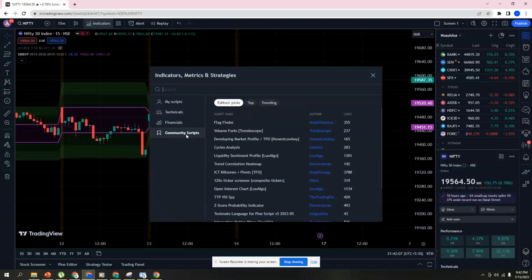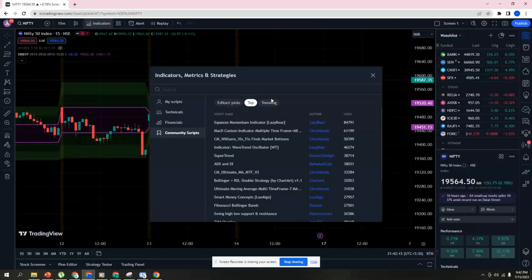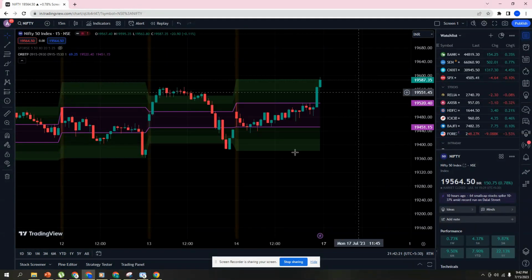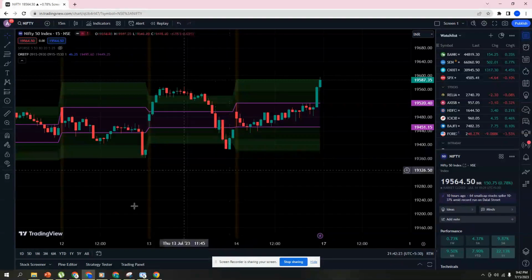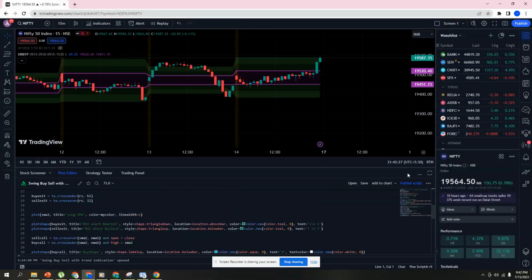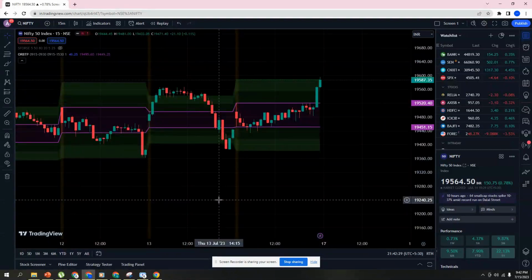The community scripts, right? So you can create your own indicators, right? Many of them have created these, and you can click the top indicators, you can click these trending indicators here, right? And if you want to write a new indicator, if you're good in programming, you can go to the Pine Editor, and you can start writing your own indicator here.